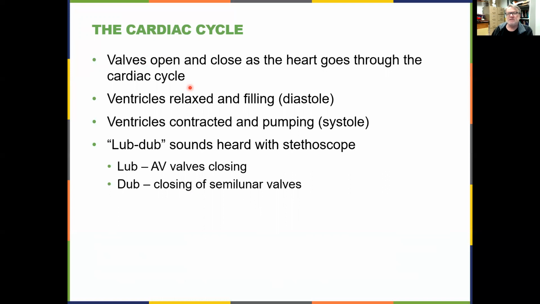So that's why listening to the lub-dub sound can tell a physician quite a bit of information about the health of the heart, and that everything is contracting in the right sequence, and that the valves are healthy.